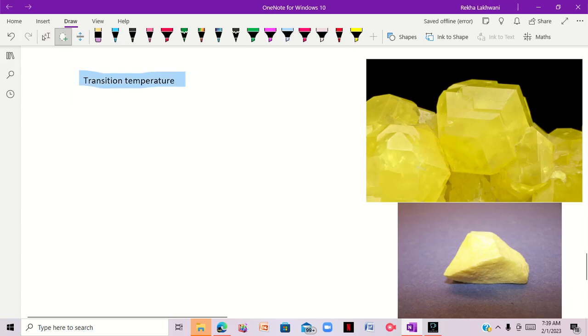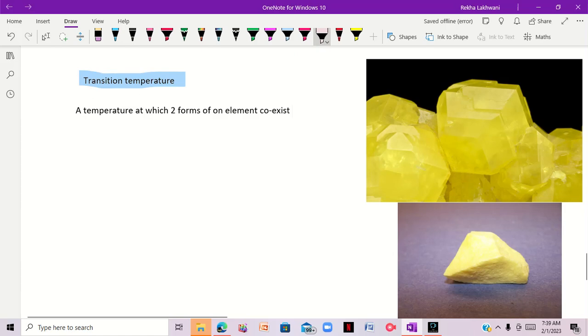A temperature at which two forms of one element coexist is known as transition temperature.